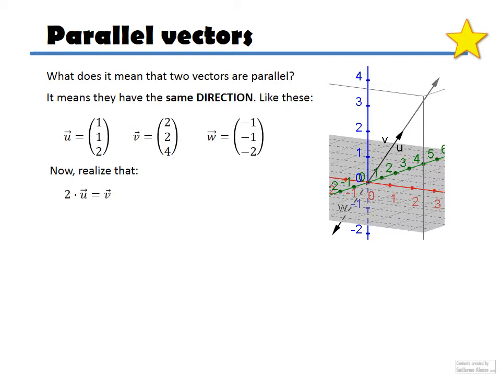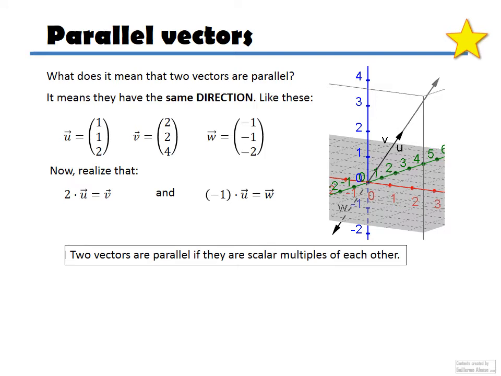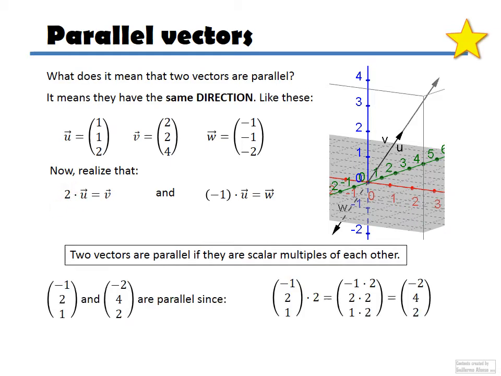Now realize that what's happening here is if I multiply 2 times vector u, I get vector v. And if I multiply minus 1 times vector u, I get vector w. So 2 vectors are parallel if they're scalar multiples of each other. Scalar, remember, is just a number. So these 2 are going to be parallel because if I multiply the first one times 2, I get the second one. And that's how you figure out whether 2 vectors are parallel or not. This is also telling you how, by the way, you multiply numbers and vectors.